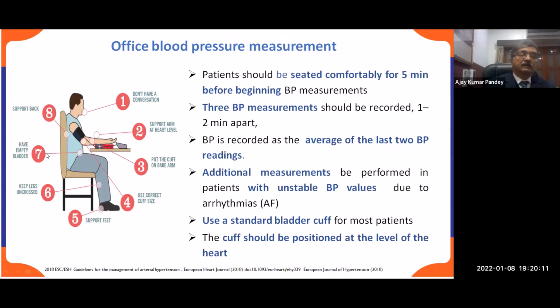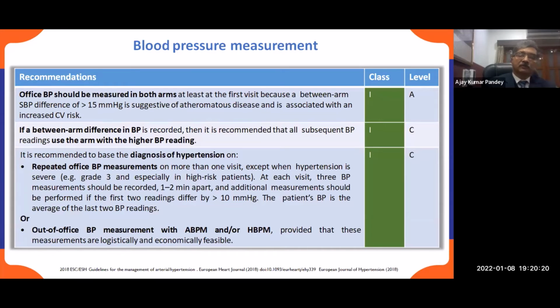Have an empty bladder. If the patient has a full bladder, the blood pressure may be high, and the back should be supported. If the back is not supported, there might be a rise of 2 to 4 millimeters of mercury in blood pressure. What are the recommendations?